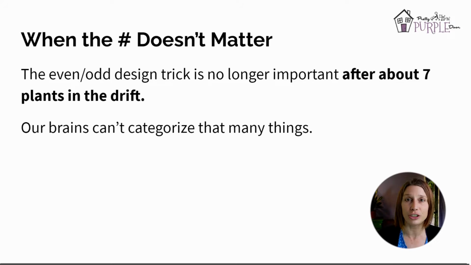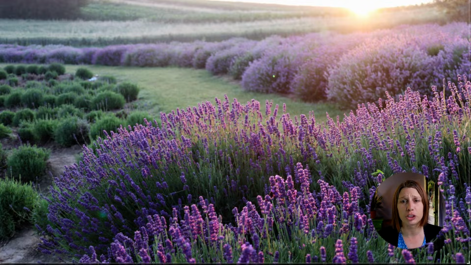I would really encourage you to try to use maybe 9 or 10 or 11 or 12 plants if you have a bigger space, because it really creates such a huge impact and it looks so good. I swear it looks really good, and I have lots of examples of this. But just know that after you get to that 7 mark, it doesn't really matter so much if you have odd or even numbers, because our brains just won't count after that. So here's an example of a drift planting where there are more than 7 plants. Obviously, how many plants are there? I have no idea because my brain doesn't want to count them.